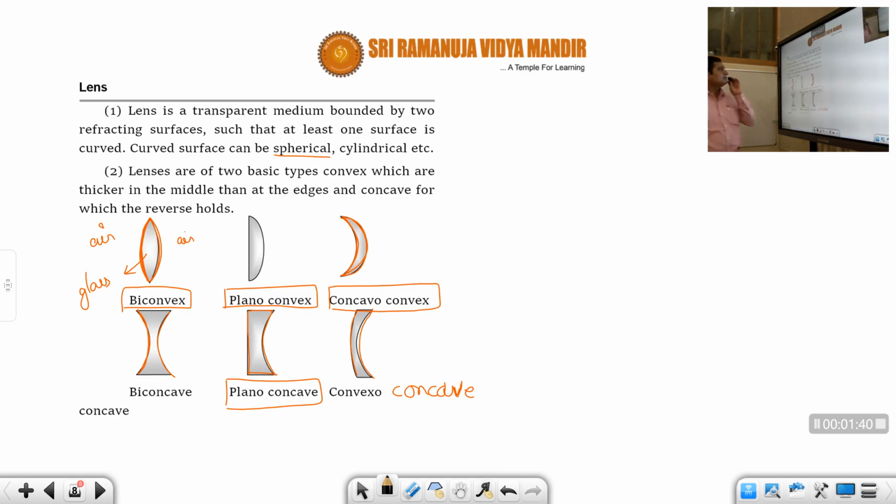As we discussed, there are two types of lenses: number one, concave lens, and number two, convex lens. A convex lens is thicker at the middle and thinner at the edges, and quite the opposite, a concave lens is thinner at the middle and thicker at the edges. That is how we can easily identify the difference between the two lenses.